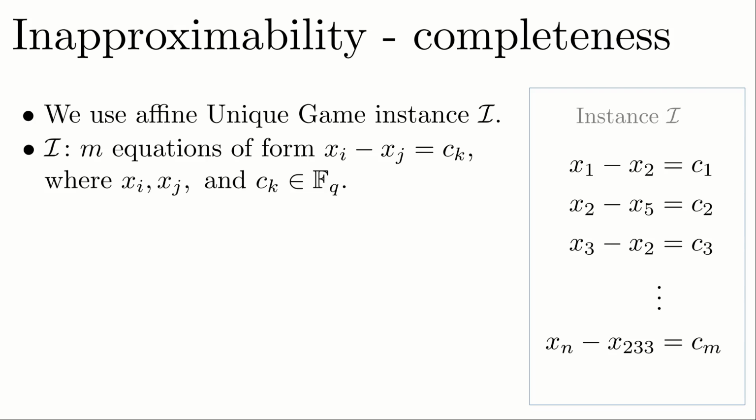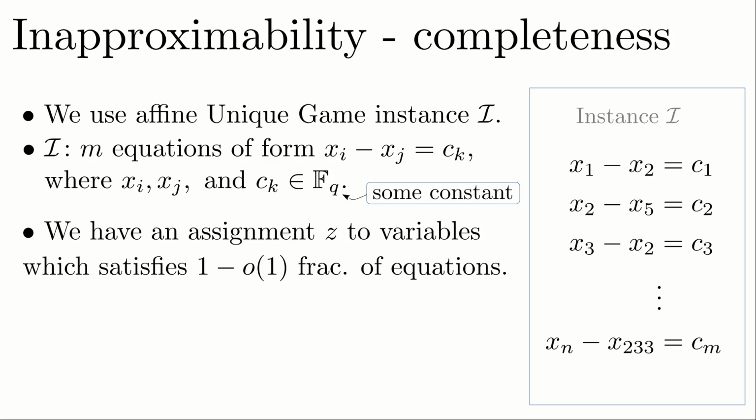What is an affine unique games instance? Well, it is an instance of a particular form that is equivalent to the unique games instance, and it looks as follows. We have m equations, and every equation looks like x_i minus x_j equals some constant c_k, where both the variables x_i, x_j and the constant belong to some F_q, and q is a certain fixed constant uniform across the whole instance. And since we are working with the completeness case, we actually do have an assignment z to the variables which satisfies almost all of the equations.